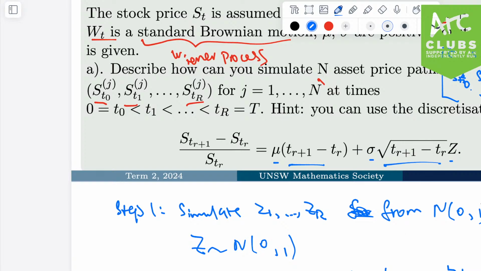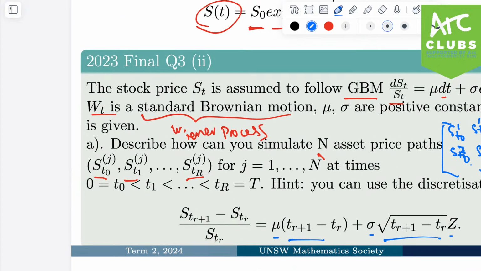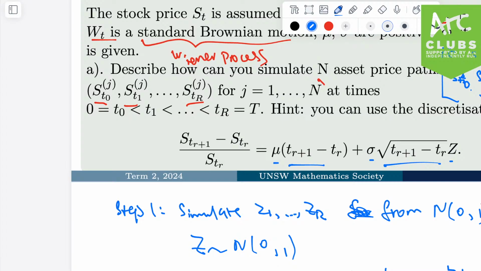And then I want to look at S_t2, I guess maybe let's start with S_t1 minus S_t0, because S_t0 is what we know, over S_t0 is equal to mu of delta t plus sigma times delta t times z1, right? And then rearrange the equation. So I'm going to skip all the detail here. Rearrange to get S_t1.